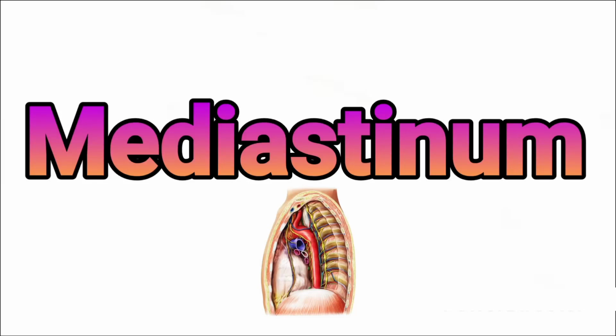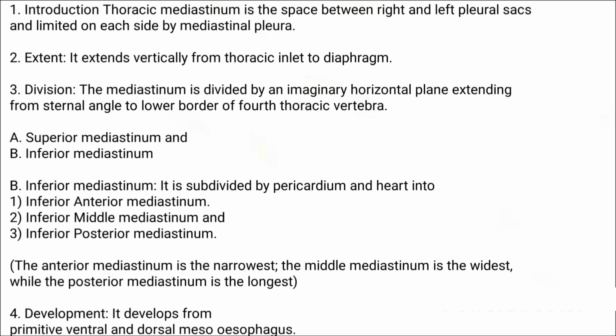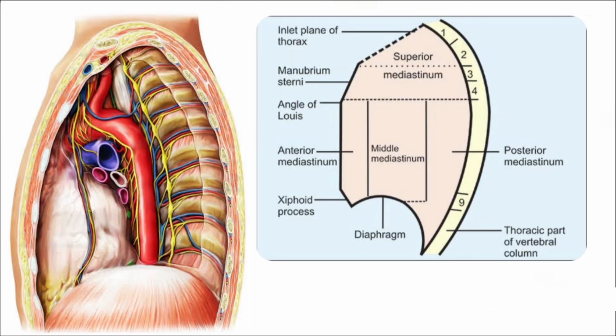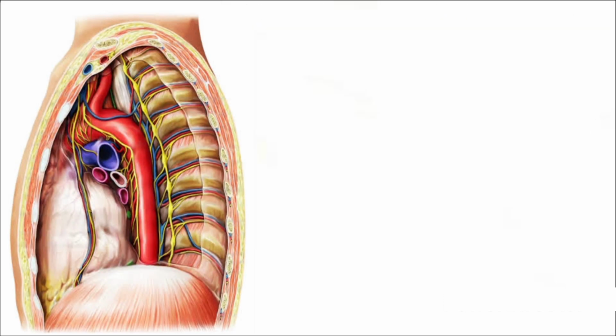Let's go through this topic. Topic name is mediastinum. Let's see the introduction. The introductory line says, thoracic mediastinum is the space between right and left pleural sacs and limited on each side by mediastinal pleura. It simply means space between the two lungs.